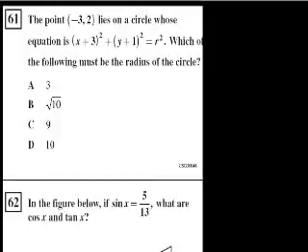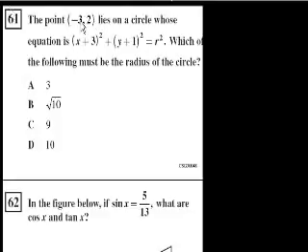We're on problem 61. It says the point minus 3, comma 2 lies on a circle whose equation is x plus 3 squared plus y plus 1 squared is equal to r squared. Which of the following must be the radius of the circle? So the way to think about it is that this point satisfies this equation, right?